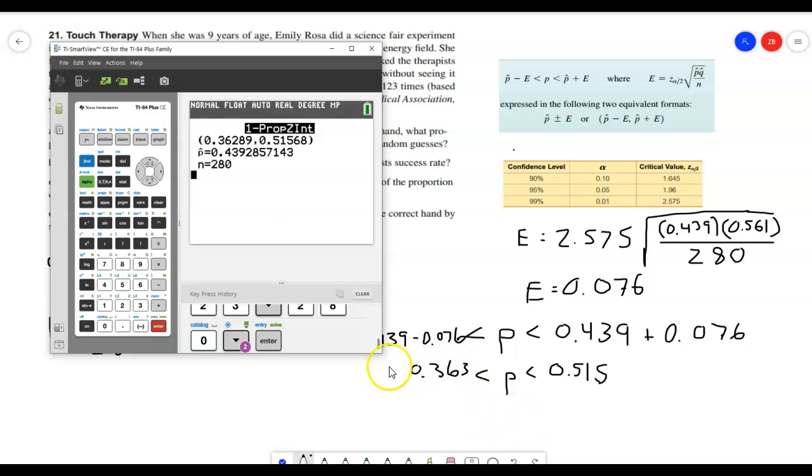0.363. Yep, they got that one right on the head, and 0.516. That was close. It was within a thousandth of ours. So much quicker to use the calculator here, but it comes out to just about the same answer.